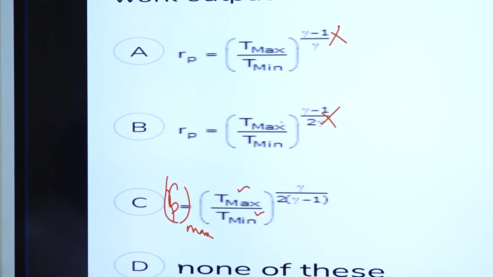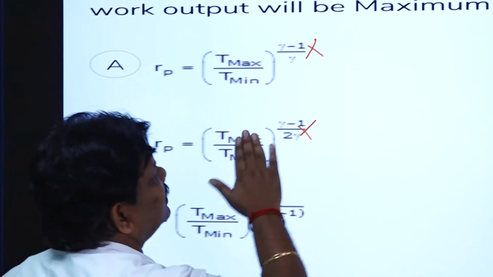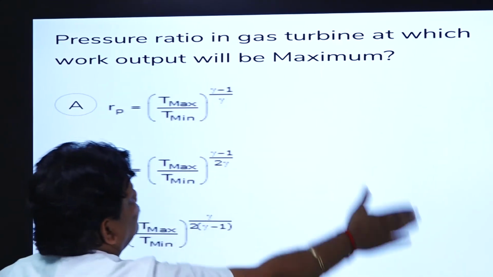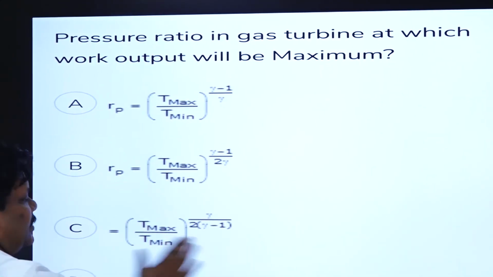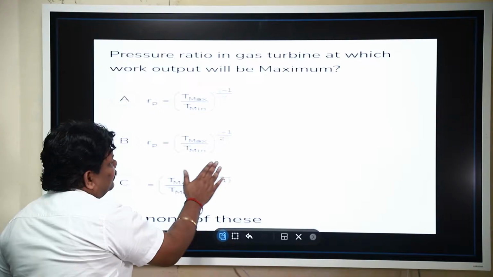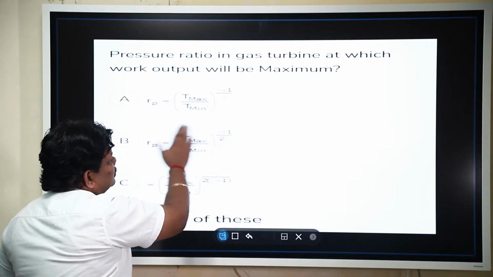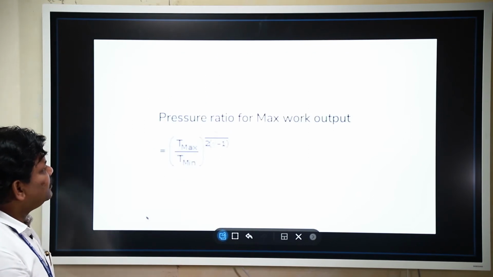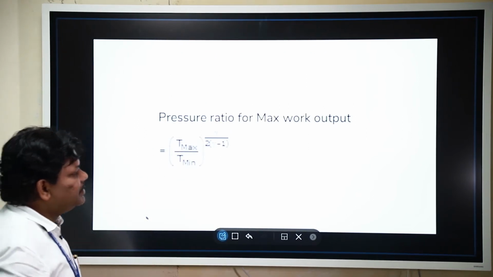So you can see here, in the Brayton cycle the formulas are very important. Based on the formulas you are getting questions, that is the objective type questions. So you have to be thorough with these formulas. The pressure ratio for maximum output is given to you, right?